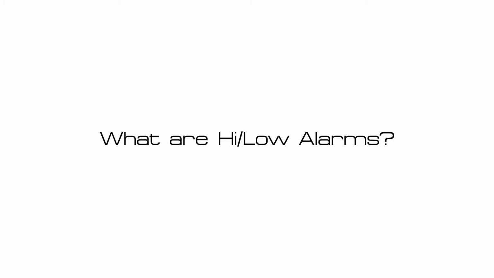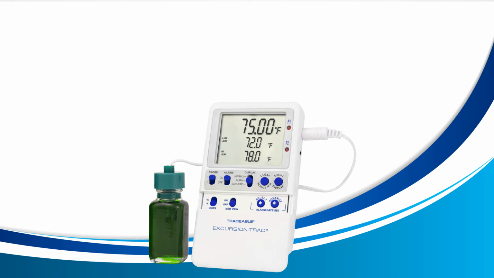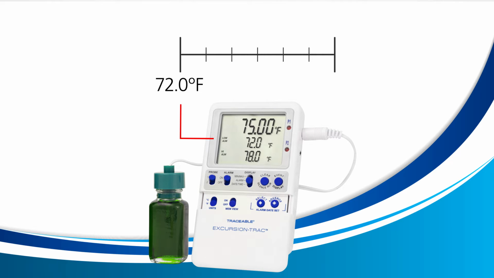What are high and low alarms? High and low alarms are incredibly useful in helping you protect temperature-sensitive environments or supplies. By setting a low alarm and a high alarm, your device will alert you audibly and visually when the temperature of your environment exceeds the high alarm or falls below the low alarm.